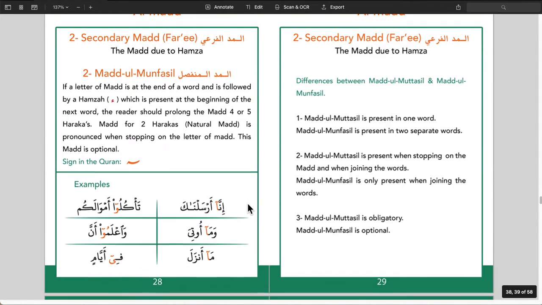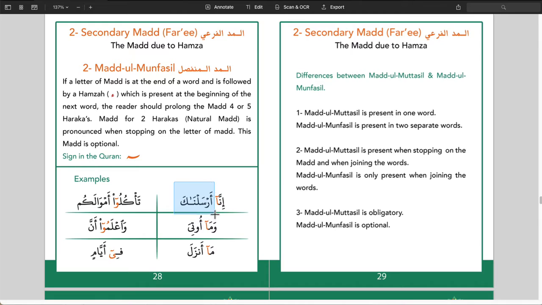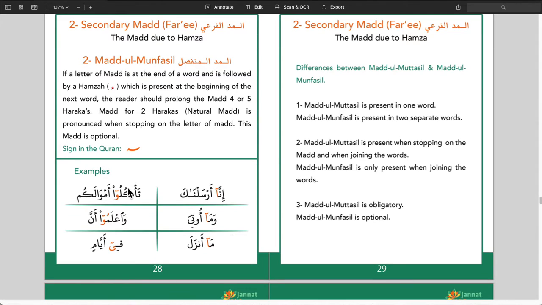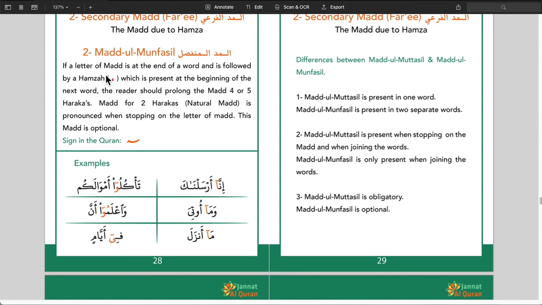So in case we have two separate words, so the second word will be starting with hamza and the first word will be ending with a mad. It can be any. It may be the alif mad or ya mad or even waw mad. It doesn't matter. We just have to look for is it followed by a hamza or no. Okay, so in that case we do as same as mad muttasil. We pronounce 4 or 5 counts. Okay, inna arsalnaka, so same.